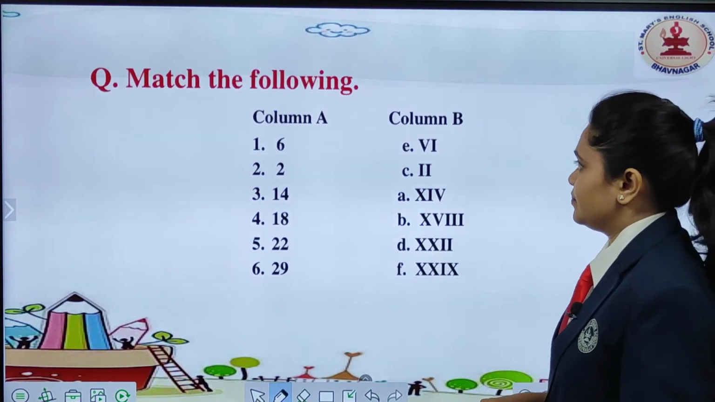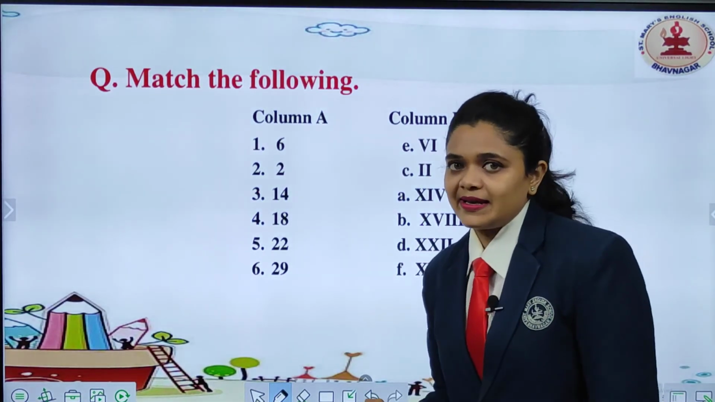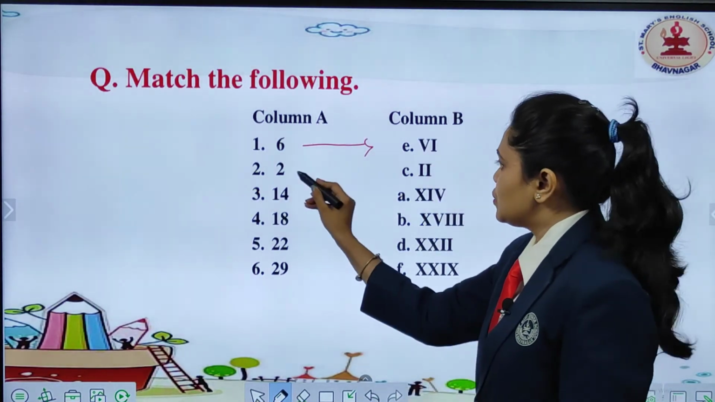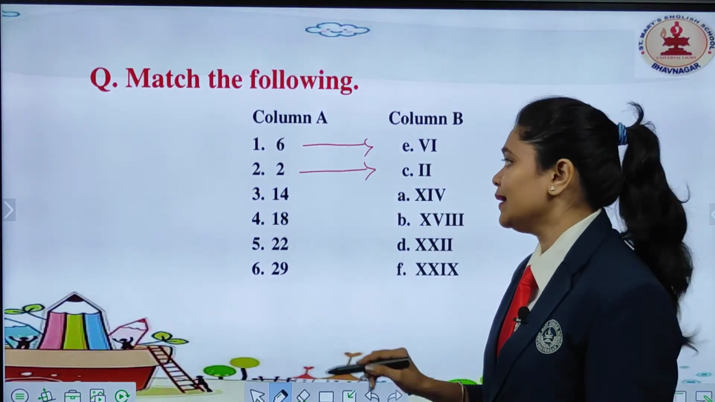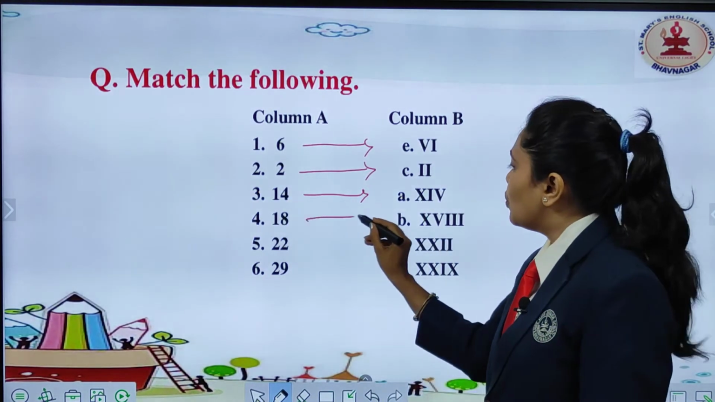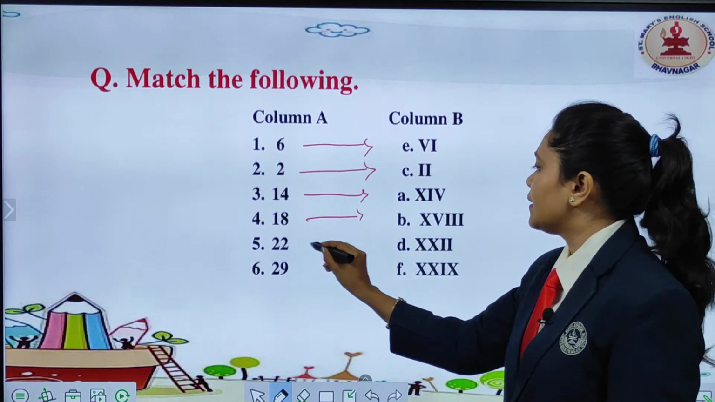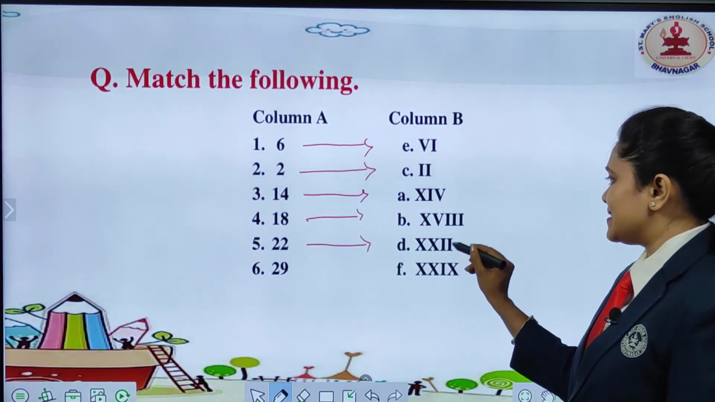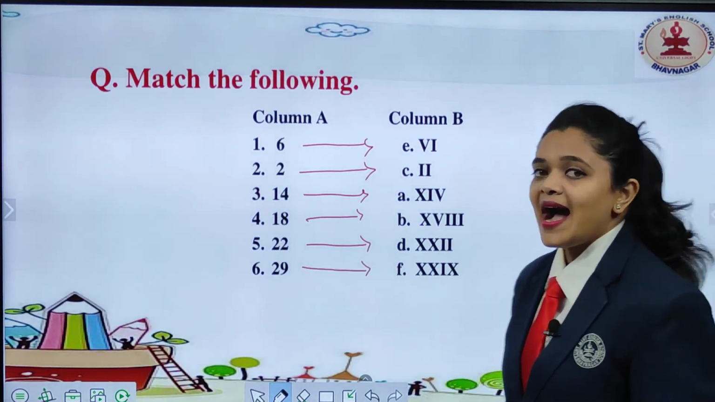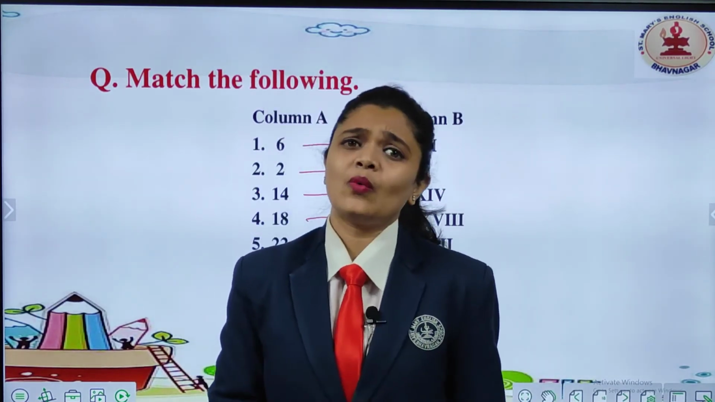The next is over here. Match the following. Let's see. I have written the answer directly against it. How do you write 6? You write VI. 2, you write II. 14, you write XIV. 18, you write XVIII. 22, you will write XXII, and 29, you will write XXIX. I hope you all are enjoying, right? Then let us see what is the next question.